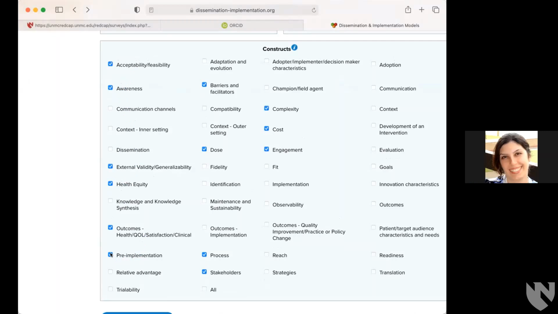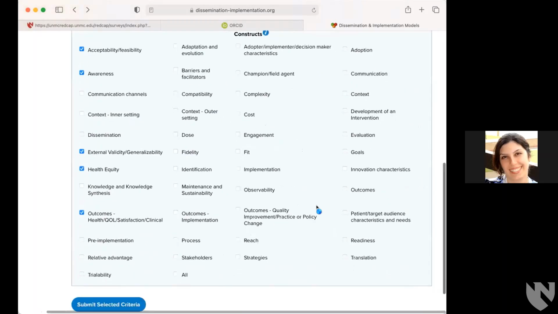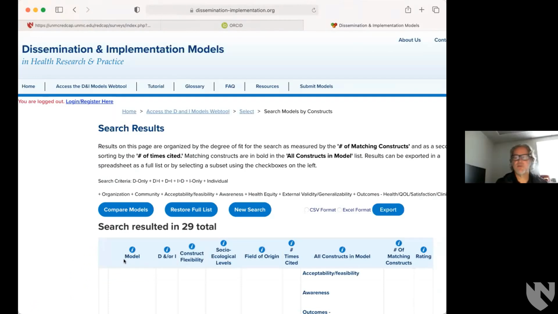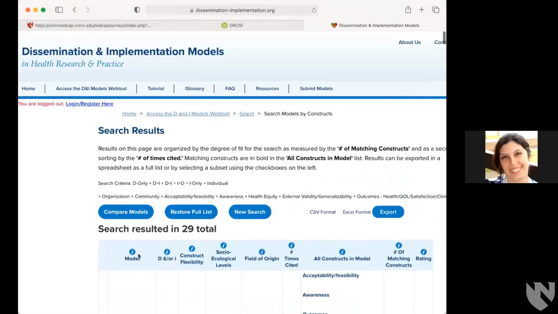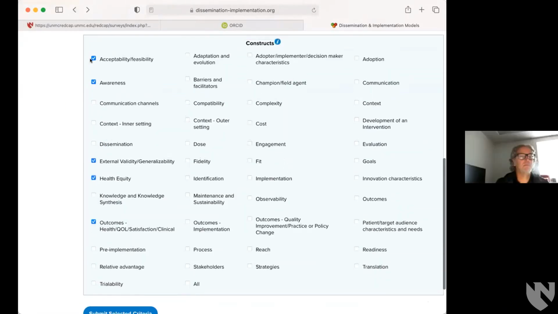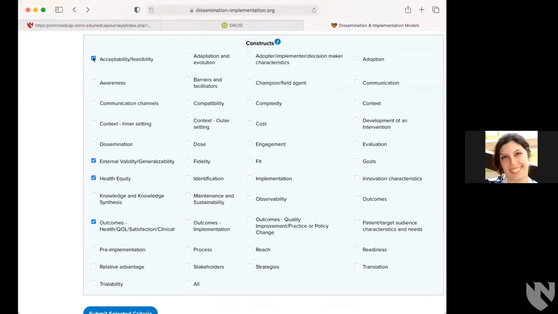I would say take everything else away. Okay. Let's see what we get. Okay. Take external validity, generalizability. Oh, I left that in there. Well, we're back to 29. Oh, wow. Okay. Well, take awareness away. How about just keep outcome and see what happens? Oh, okay. Outcome and acceptability, these two are, I would say, the most important.